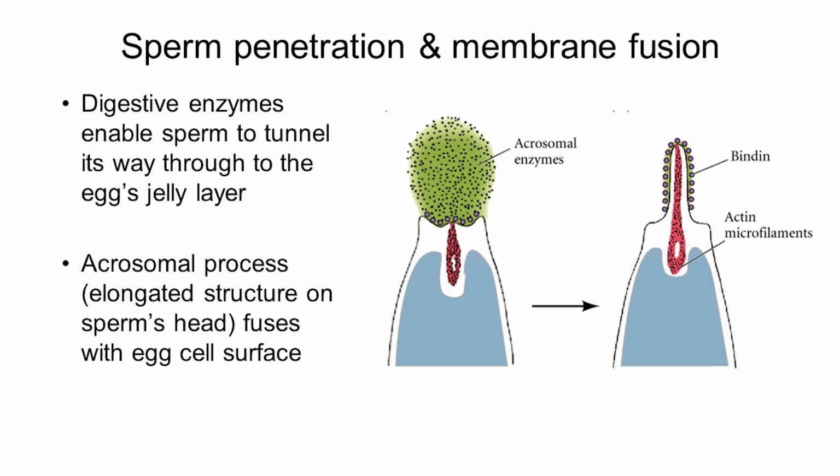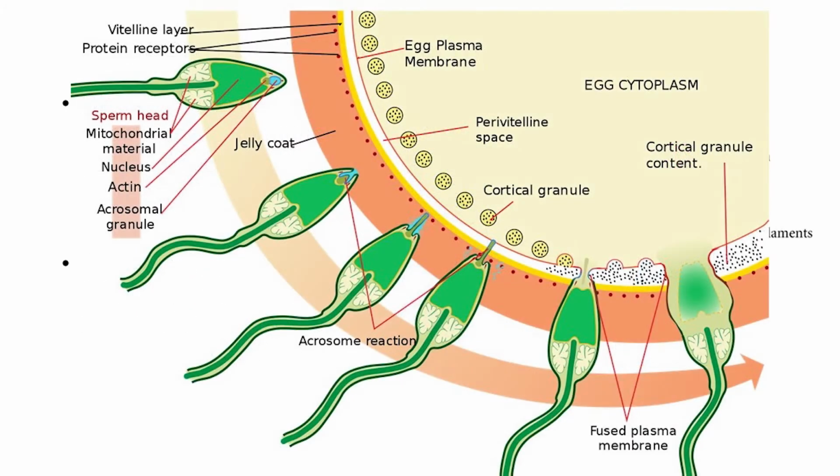After this enzyme release, actin microfilaments polymerize, forming a protrusion called the acrosomal process, and this structure contains a protein called bindin. Species-specific bindin receptors on the vitelline envelope bind the bindin proteins, and the acrosomal process then penetrates the vitelline envelope and fuses with the egg plasma membrane.